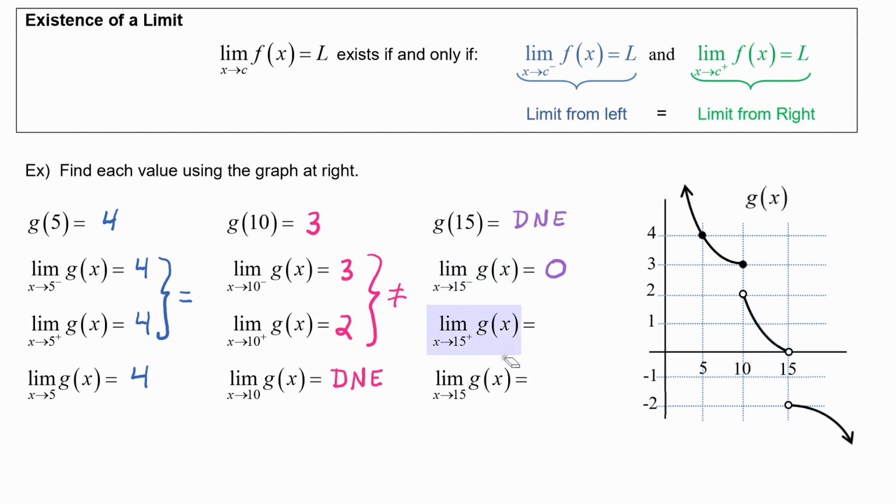The limit as x approaches 15 from the right of g of x means we would be coming along this part of the function, which is approaching a y value of -2. And once again, because the limit from the left does not equal the limit from the right, we have to say the limit as x approaches 15 of g of x, which is a two-sided limit, does not exist.